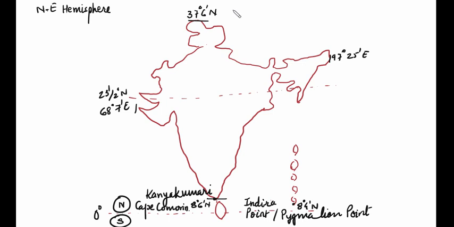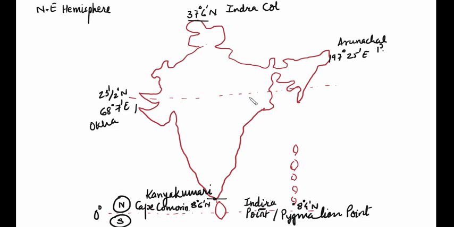The northernmost tip is Indra Col. Okay. This is Indira Point, here it is I, Indira, whereas this is Indra Col. The westernmost point is somewhere near Okha in Gujarat, and the easternmost point is somewhere in Arunachal Pradesh.